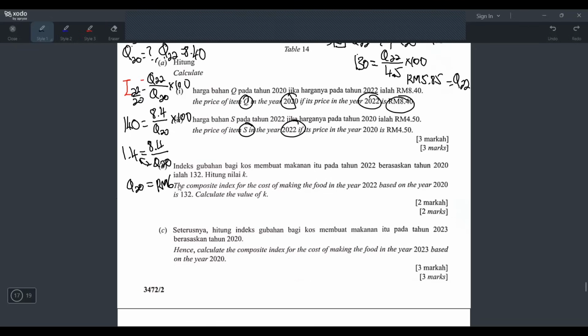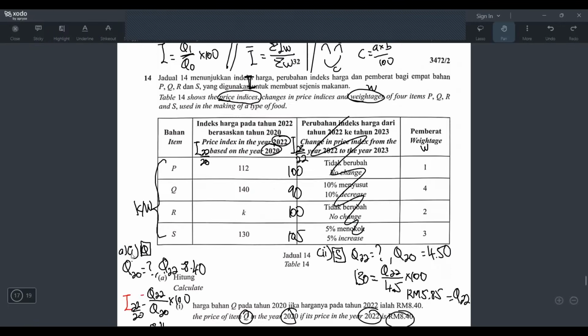Now we can do B. So B, they says what? The composite index for the cost of making food in the year 2022 based on 2020 is 132. Calculate value of K. Okay, what I'm going to do now is I'm going to draw a long garisan. And then equals 132. Okay, because this is the formula for composite index, right? Because they say composite index for 2022 based on 2020 is 132.